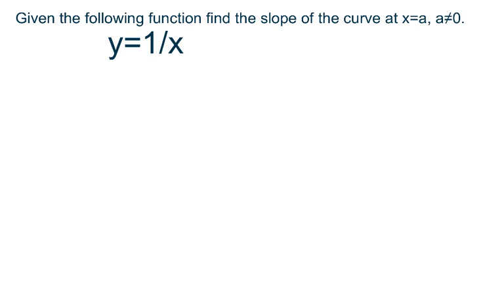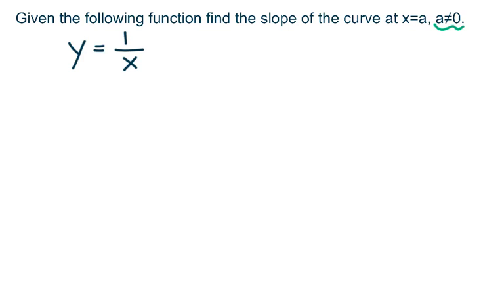We're going to do an example here using the limit definition for slope. Given this function, y equals 1 over x, we're going to find the slope of the curve at some point x equals a, as long as a is not equal to 0. So we are dealing with a function that looks like y equals 1 over x.